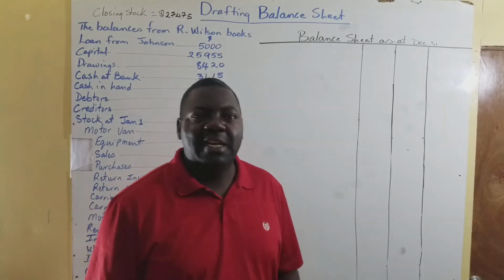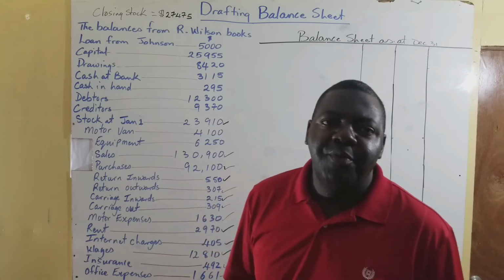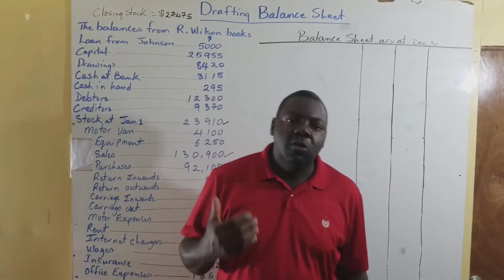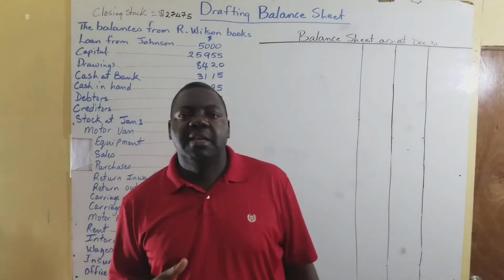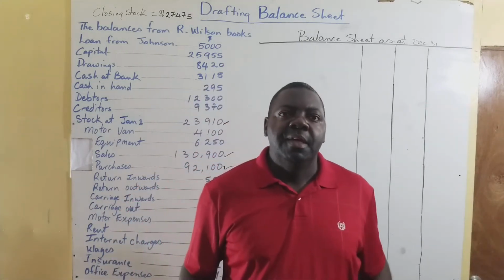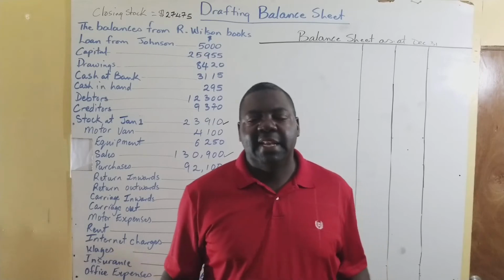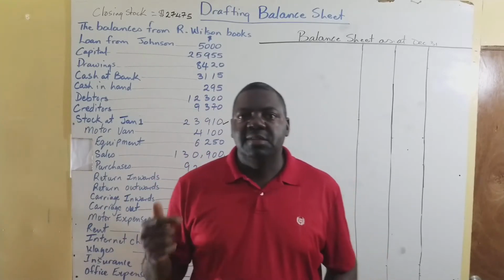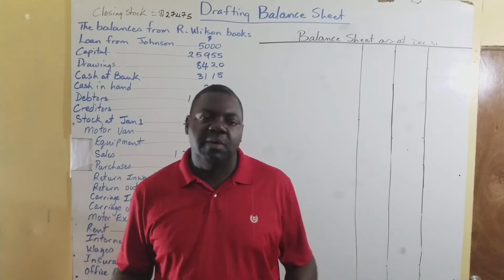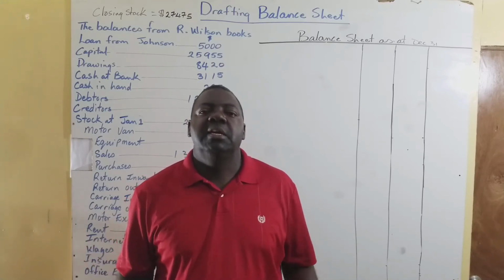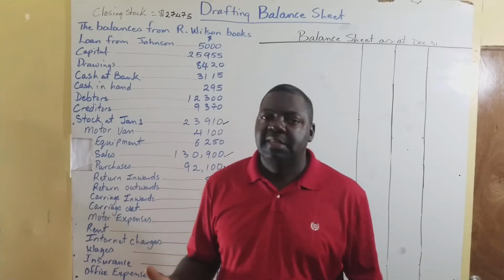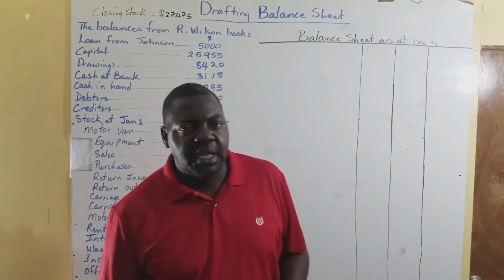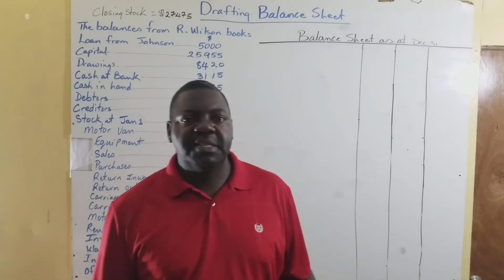We are now at the second half of the preparation of the financial statement. We have already done the income statement and we have calculated the net profit. And we said when we started that lesson that the intention of the business is to determine its profitability, to what extent its operation is making a profit or a loss. Now we're going to show another element of the financial statement.